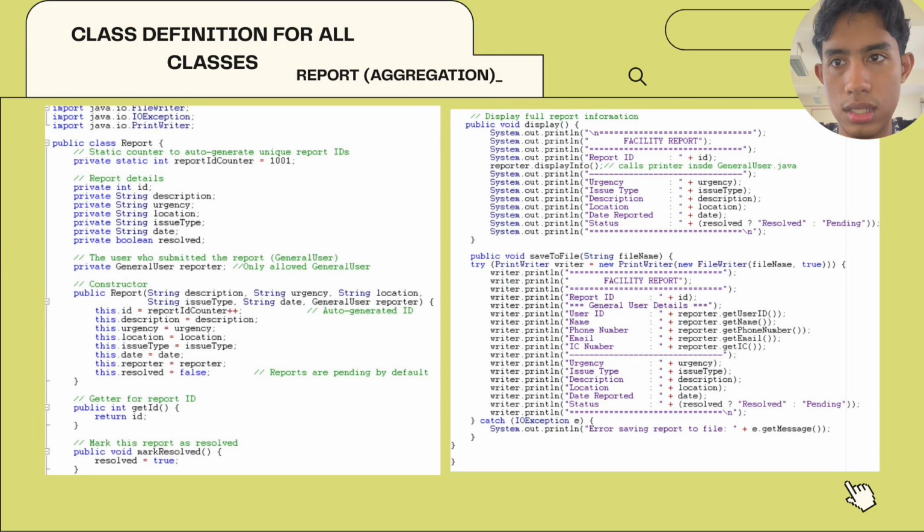After that, we have the report class, which holds the data for the report. So we have a few attributes such as ID, description, agency, location, issue type, date, and resolve. Like usual, we have the constructor, setters, getters, and then we have the printer, and then we have the function save to file, which allows the user to save this report to file.